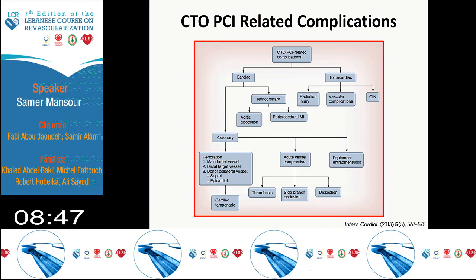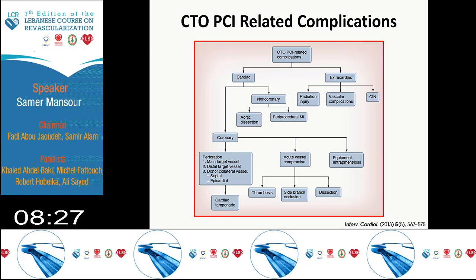I will finish with the complications. Complications could be either cardiac or extracardiac. Cardiac could be related to a non-coronary complication such as myocardial infarction, periprocedural MI, or aortic dissection, or coronary, which could be mainly related to perforations.